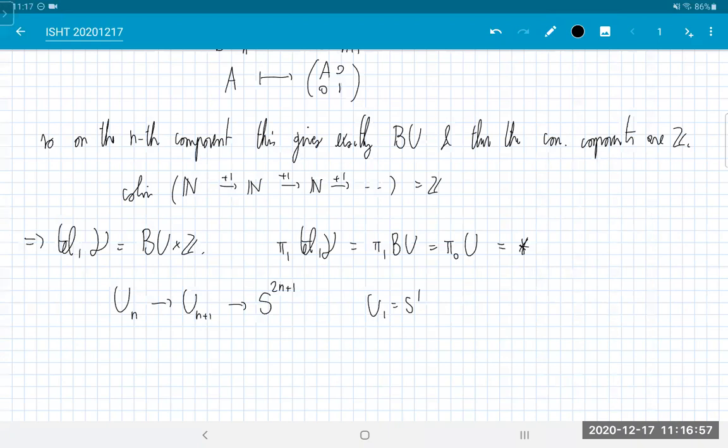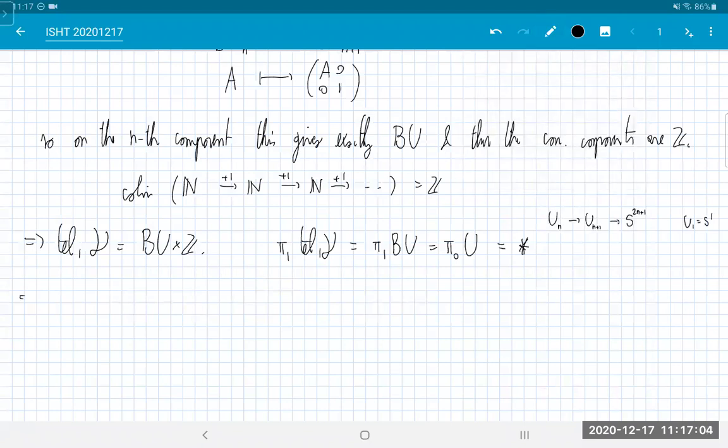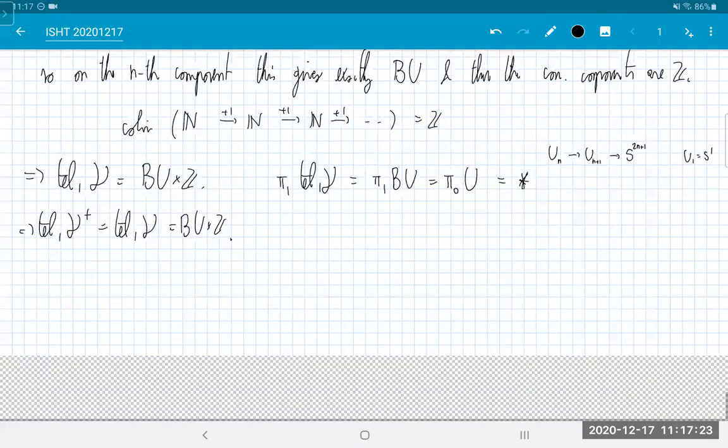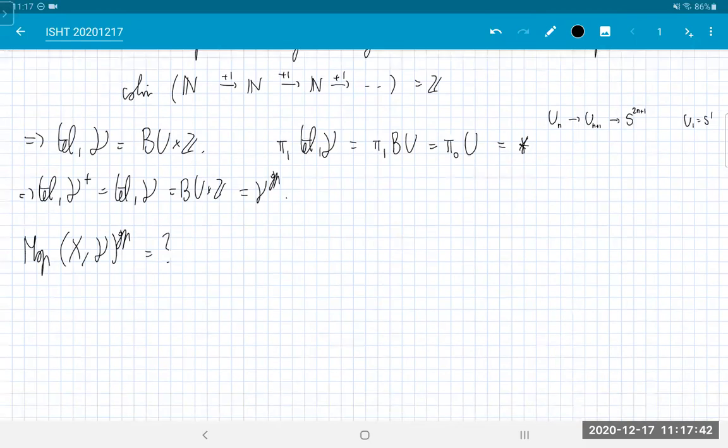So the telescope plus is the telescope, it's BU times Z, and this does the first statement. Therefore this is the group completion. So now the second statement is, let us consider the map to the group completion. Is this clear? Am I going too fast in this argument? No? Okay. So now let's try to understand this.